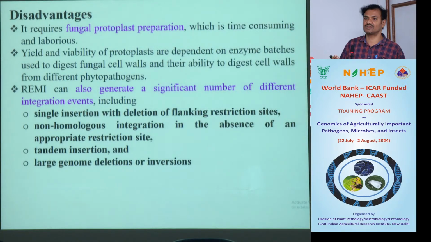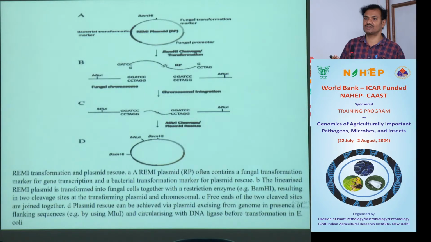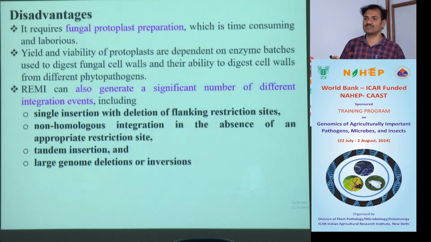So it has some disadvantages. As I already told, protoplast preparation is very cumbersome, and the integration also may not be very precise. Wherever the enzyme has matching recognition sites, it will keep on making cuts, so there will be non-homologous integration also.